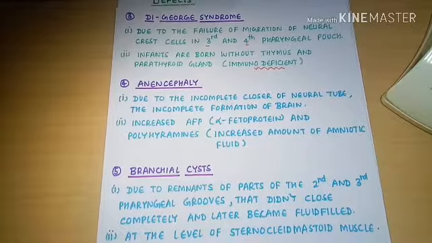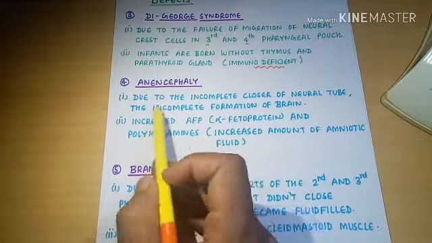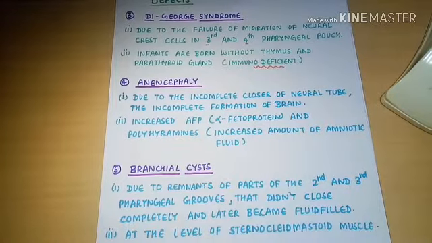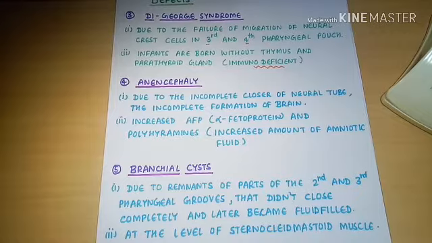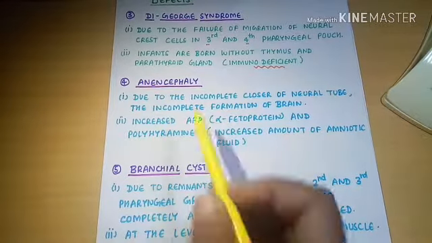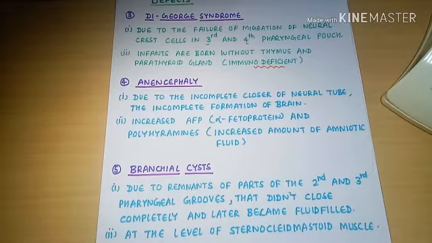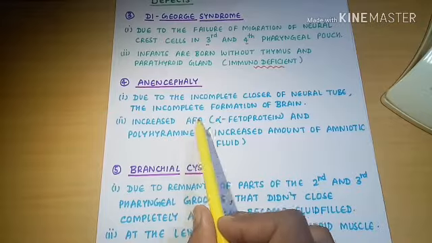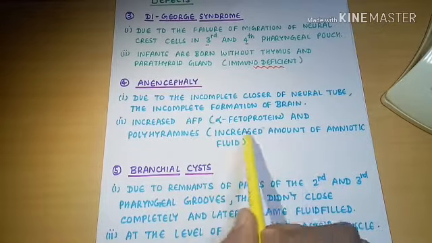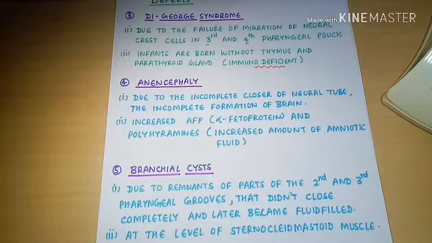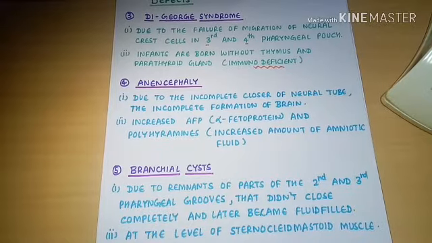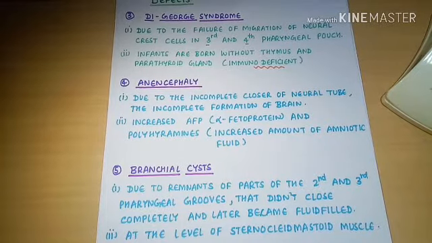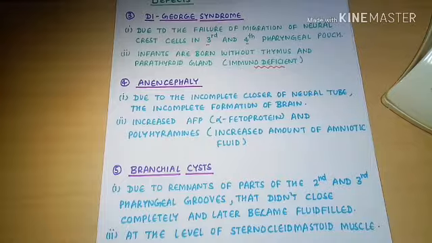The next type of defect is anencephaly. It is due to the incomplete closure of the neural tube and the incomplete formation of the brain. So in this condition, the brain is not formed completely, so it is called anencephaly. It is associated with increased alpha fetoprotein and polyhydramnios. Polyhydramnios is an increased amount of amniotic fluid. If there is an increased amount of amniotic fluid, there is incomplete closure of the neural tube and incomplete formation of the brain. This condition is called anencephaly.